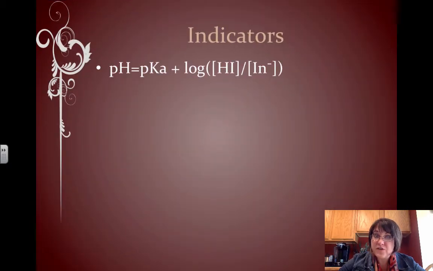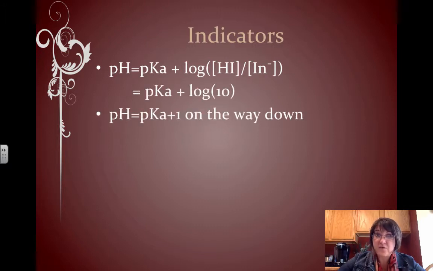Now what if you're titrating a base with an acid and your pH is going down? So then you have your acid over your conjugate base, and that is not 1/10 anymore, but it is 10 over 1. That's 10 to the first power. Log of 10 to the first is equal to 1. So we would add your pKa plus 1 on the way down.